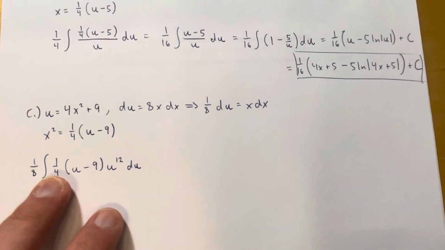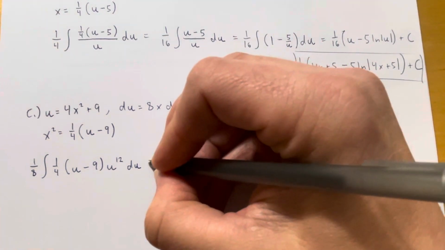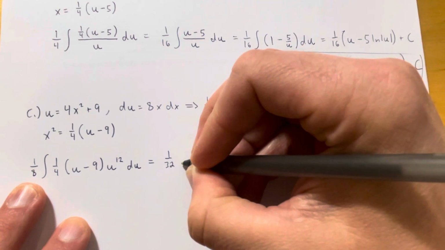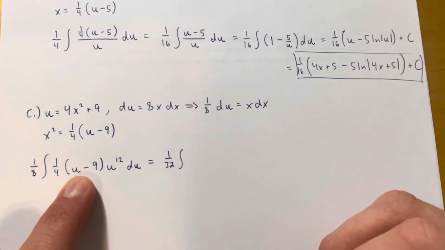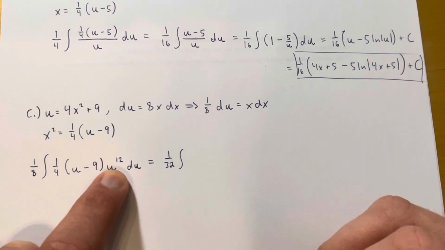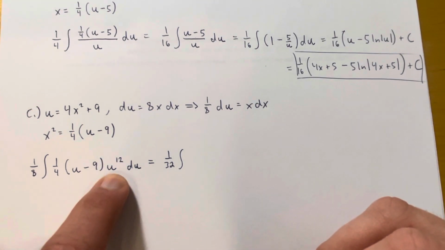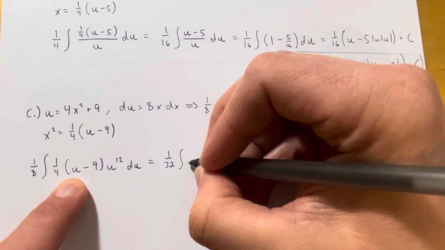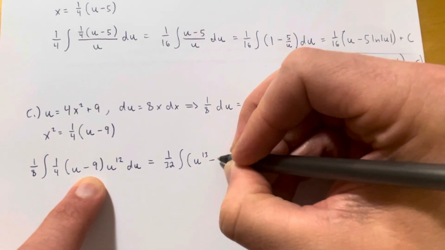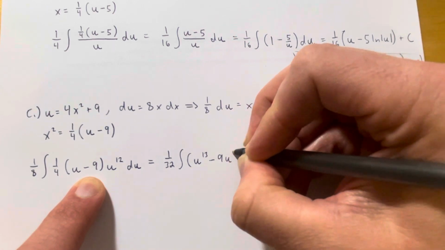Let's take the 1/4 here, bring that out. That'll multiply to the 1/8 and give me 1/32 times the integral of, then I have this u minus 9 times u to the 12th power. But I can distribute that u to the 12th power in here. U to the 12th times u is u to the 13th power, minus this would be 9u to the 12th.